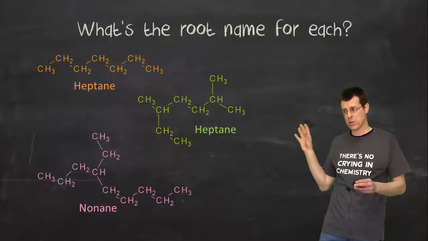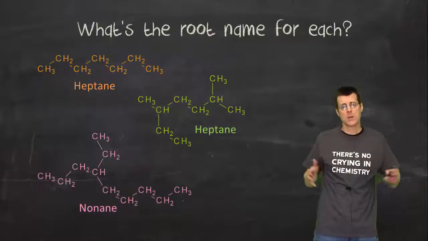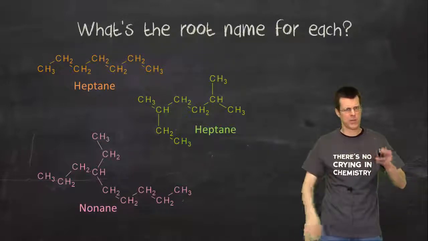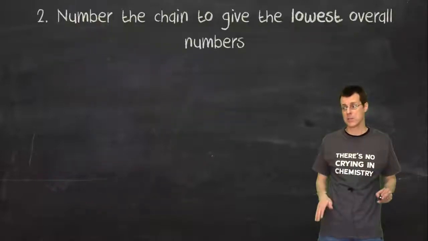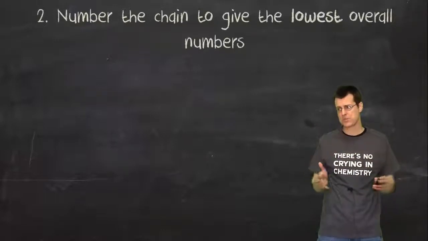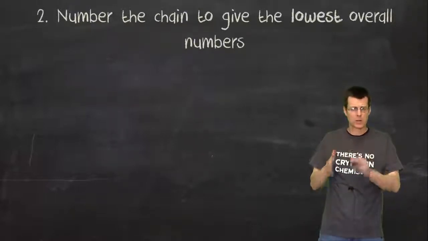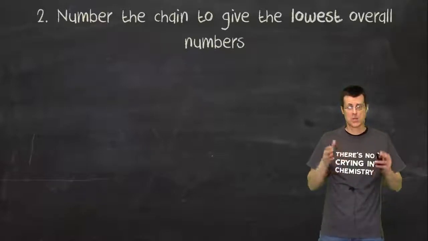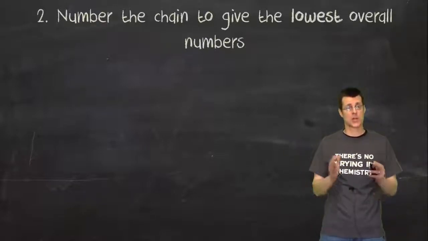Now, for each one of those, or for the two of them anyway, not only did you have a long chain, you also had things hanging off the chain. Well, that's our next job. We want to give those branches, those groups, numbers, position numbers. So we're not counting how many groups there are, but we're counting where they are.